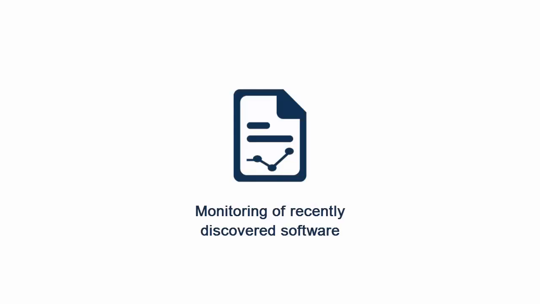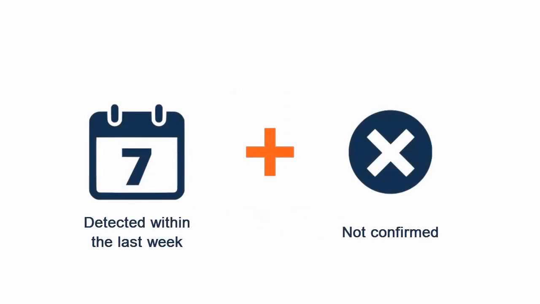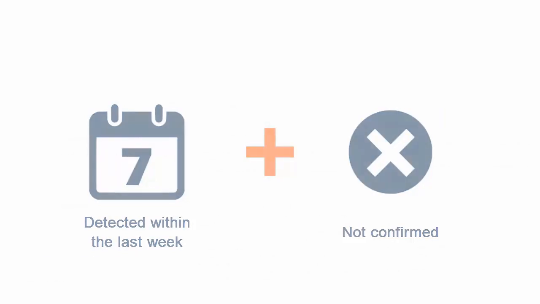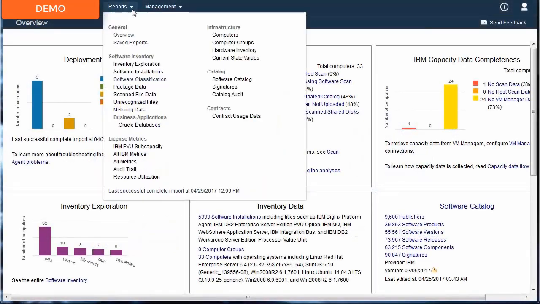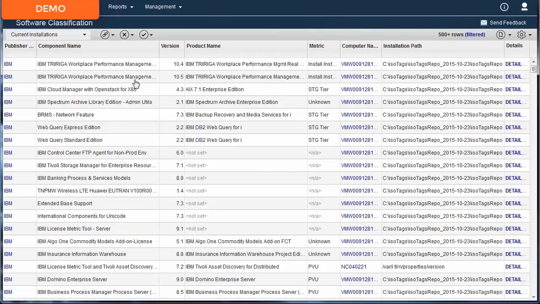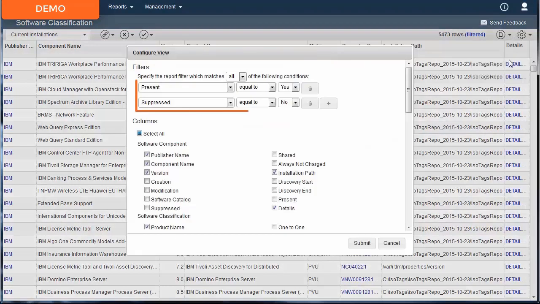Let's take a look at how you can efficiently perform the periodic task of reviewing and classifying the software components that were recently discovered. We start by creating a report view that shows only software components that were detected within the last week and whose classification is not confirmed. In the top navigation bar, click Reports and choose Software Classification. To filter the report, hover over the Settings icon and click Configure View. As you can see, the report already has some default filters applied.